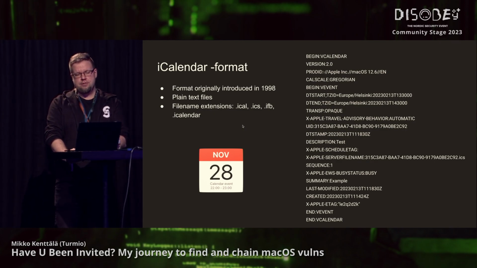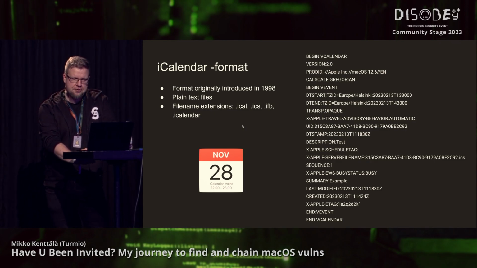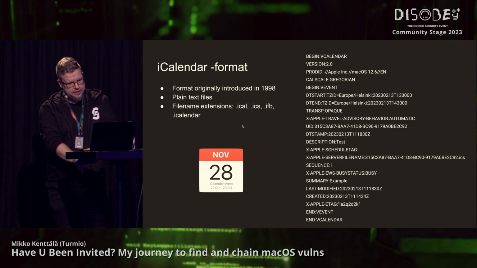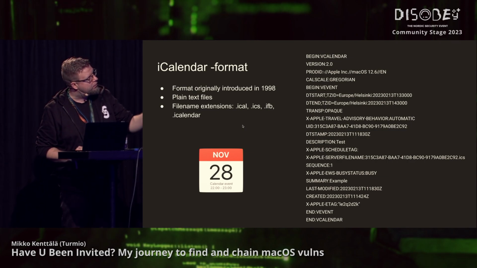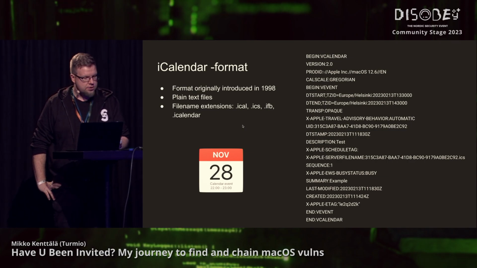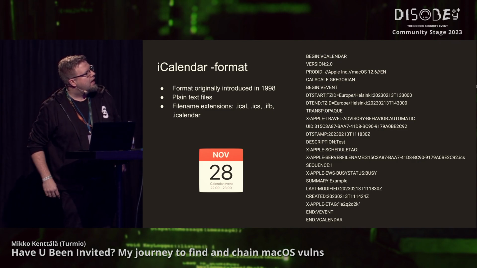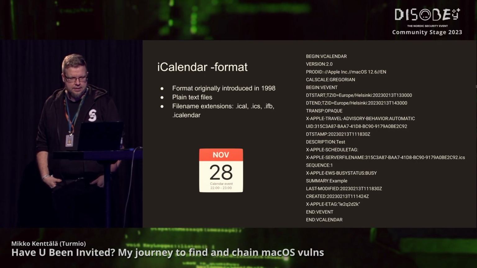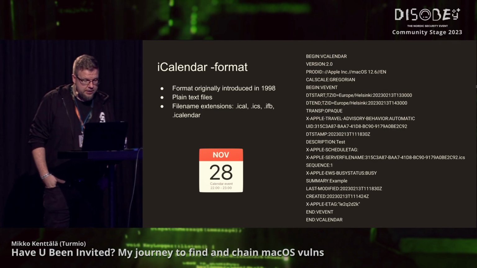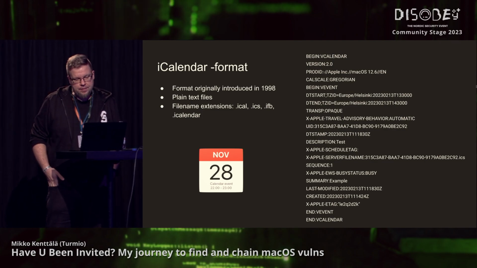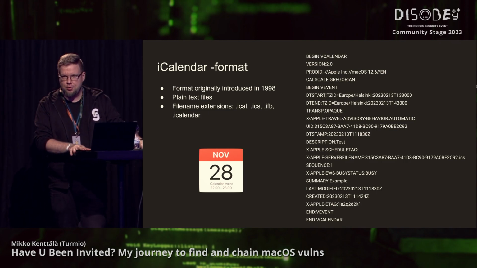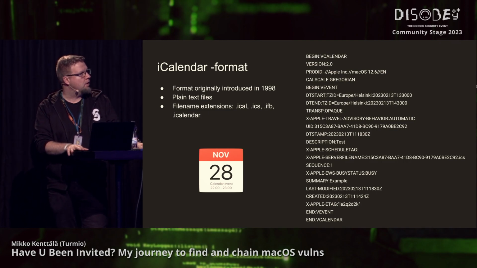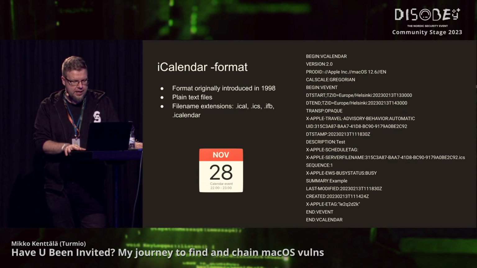The format used is the iCalendar format. It's rather old, but there's nothing wrong with being old. It's a really straightforward protocol. It looks like this: if you open some of your invitations, you will see that kind of data in the calendar event. It was originally introduced in '98, and it is basically a plain text file format. That is also good for testing purposes because it's not hard to manipulate that type of data and play around with it.